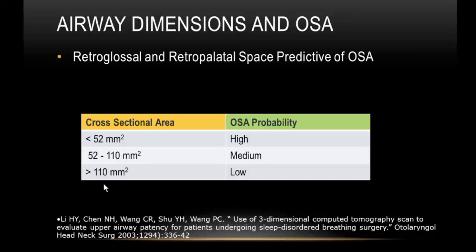Whereas I've seen people with really large airways, larger than 100, larger than 150 millimeters squared, that experience sleep disordered breathing. And that's because it's not just about the size, but also related to the tonicity and integrity of the airway when a person falls asleep.